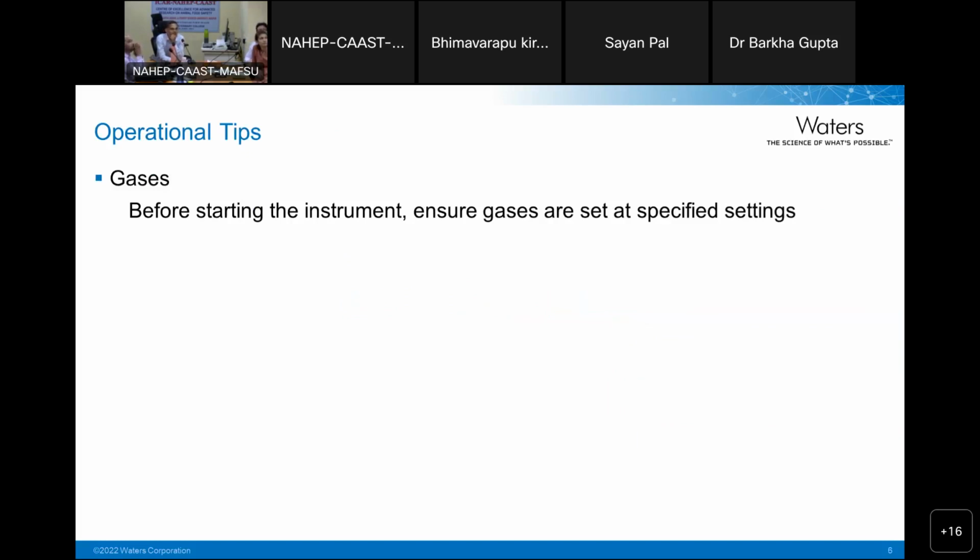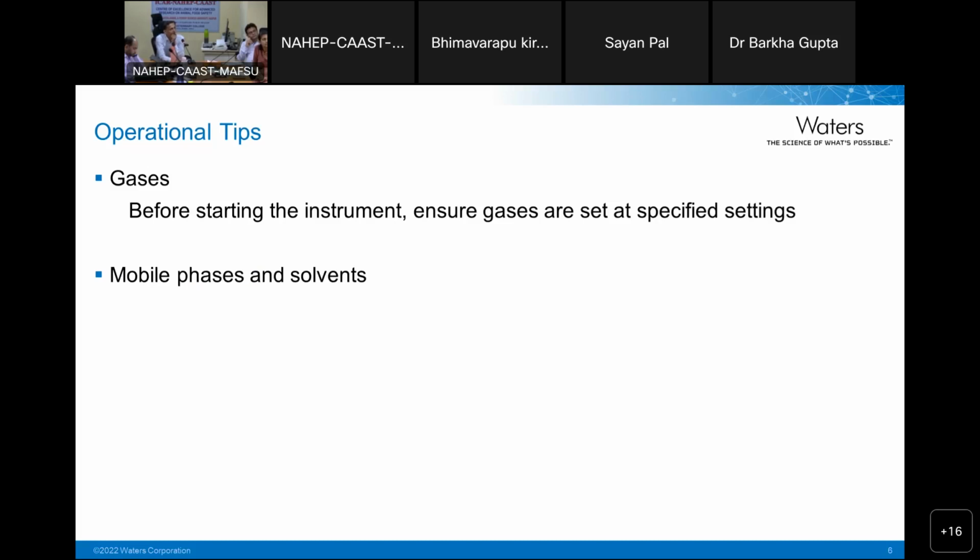For operating LCMS instruments, we have certain gases required, like argon and nitrogen. So before starting the instrument, every time while performing any experiment, ensure those gases are present and they are set at the specified settings. Deviating from those settings can largely hamper your results. So ensure those settings are correct.